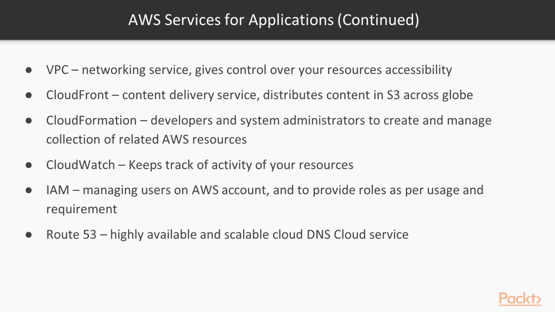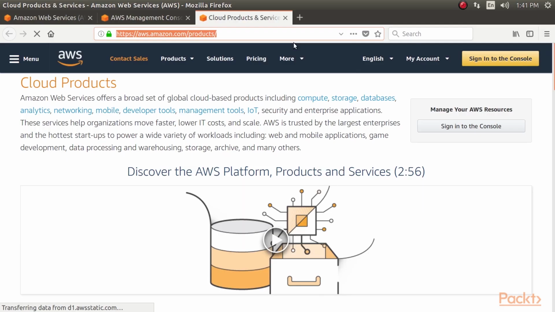IAM, Identity and Access Management. This service, as the name suggests, is very useful for managing users on the AWS account, and to provide them roles or privileges as per their usage and requirement. Route 53. This is a highly available and scalable cloud DNS service. We can either migrate our domain from any other registrar such as GoDaddy and others to Route 53, or purchase the domain on AWS. There are many more services offered by AWS that can't be covered in this section.